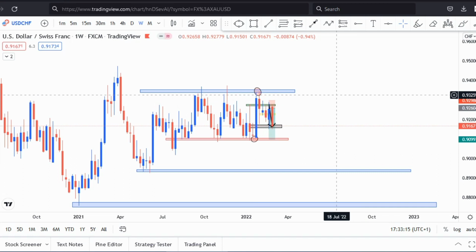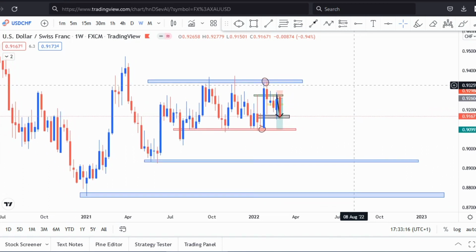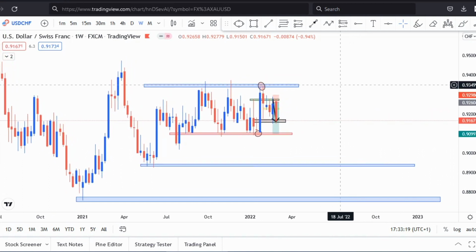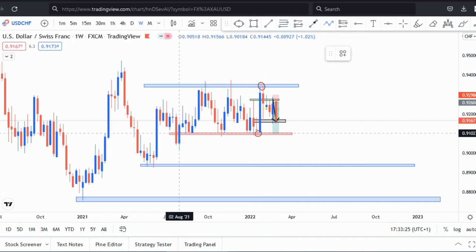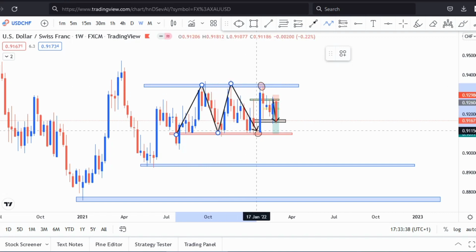So for USD Swiss franc, again we're starting off with the weekly time frame, and then we work our way down to the 4 hour time frame. And as you can see on the weekly time frame, price has been in this range between the 0.891 level and the 0.935 level. So price has been in this range, and then it bounced from this resistance level all the way down, and it retraced a little bit, 50%, and now it's coming back down.